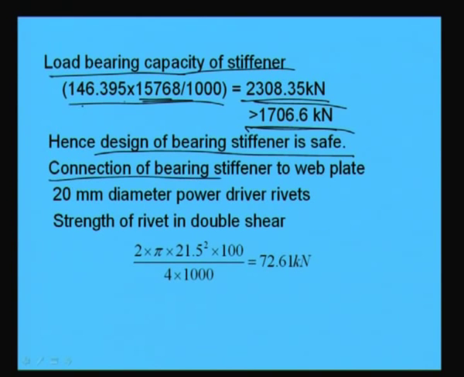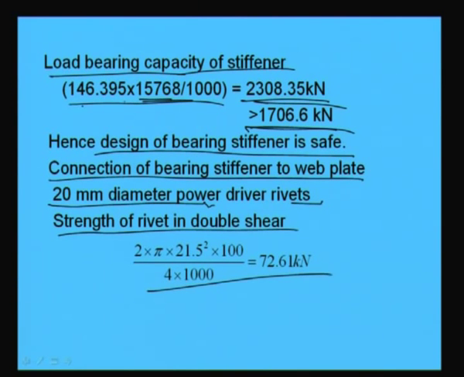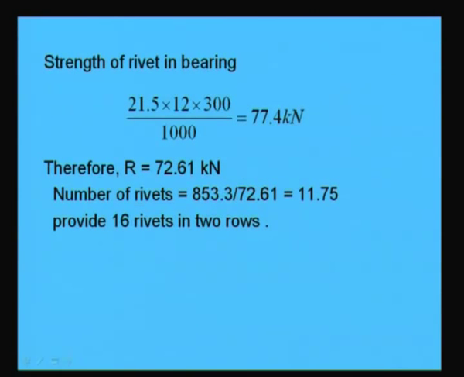Now, connection of bearing stiffener to web plate by using 20 mm diameter power rivets, we can find out the strength of rivet in double shear. Earlier also we have got it, so I am quickly trying to finish. Earlier for double shear we know the rivet value is 72.61, right. Similarly in bearing it is 77.4, that also we have calculated. So, rivet value is 72.61.